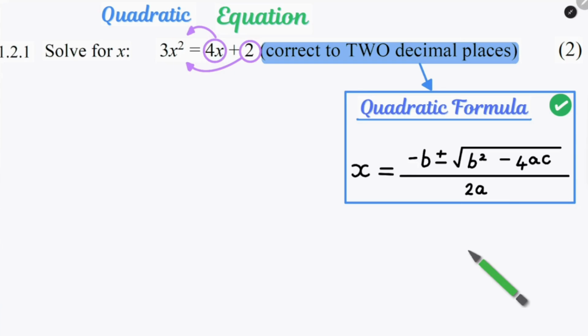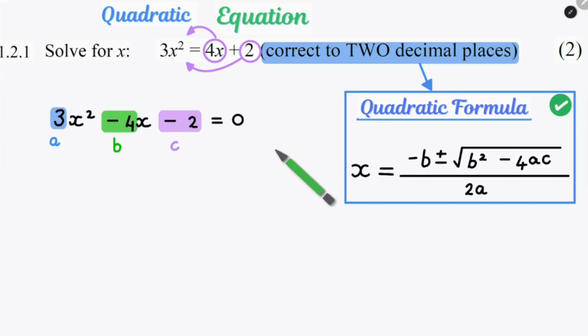So once we move these over, the 4x plus 2, we want the x squared term first. So we're going to leave it first, and we're going to bring that 4x over, and it becomes minus 4x. We want it in the middle. And that 2 we want at the very end, and bear in mind it becomes minus 2 when you take it over. And if you've taken everything over, you're left over with 0. And from there, we extract our a, b, and c values.